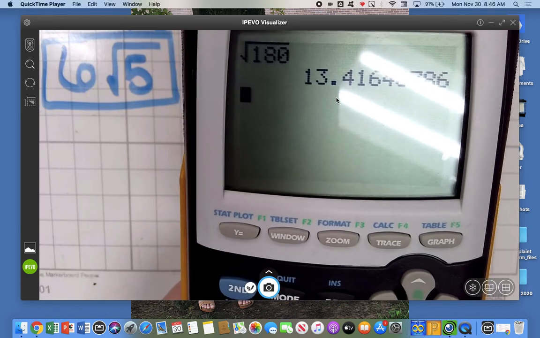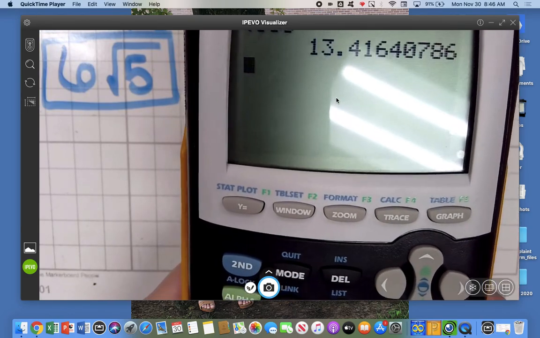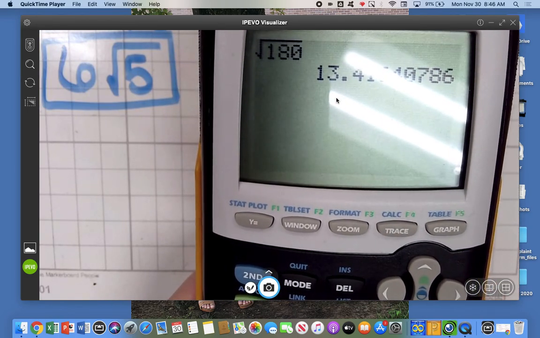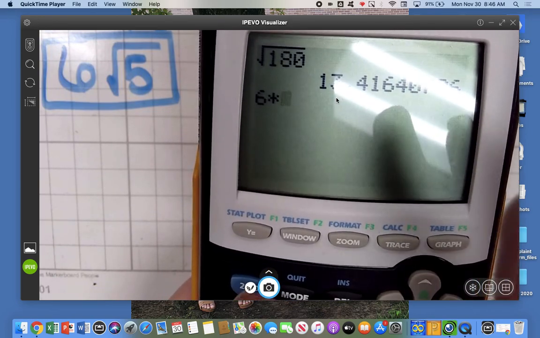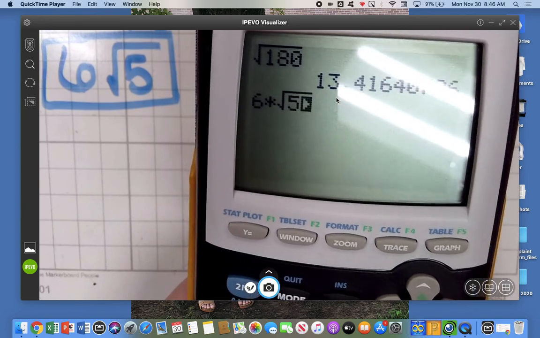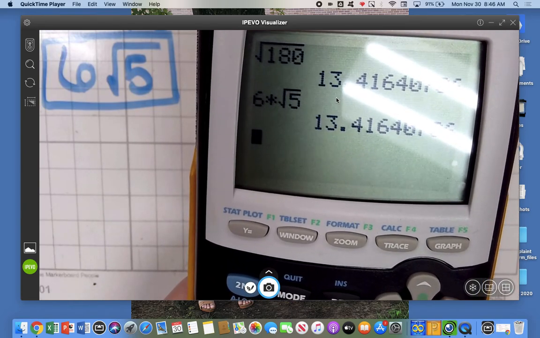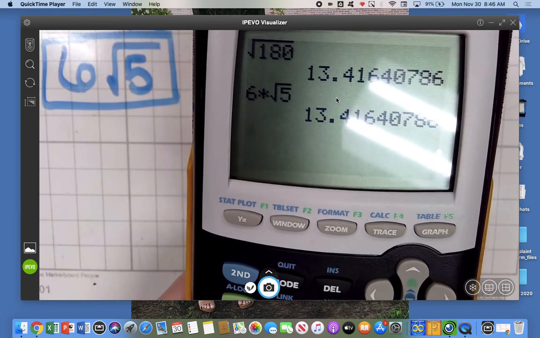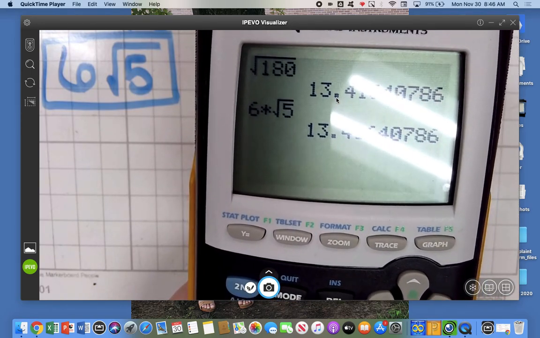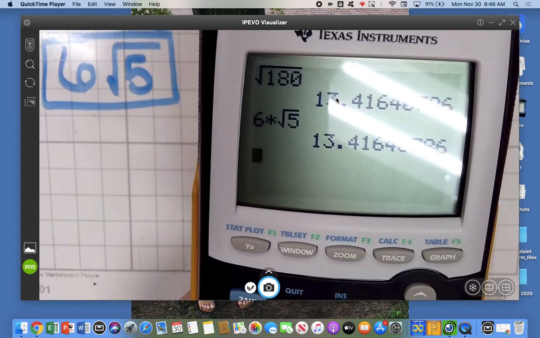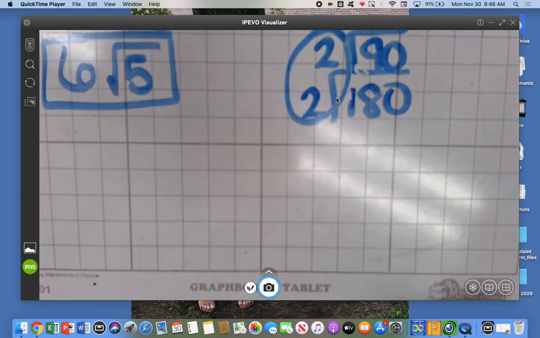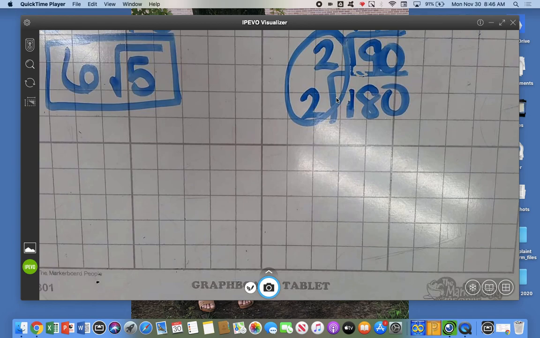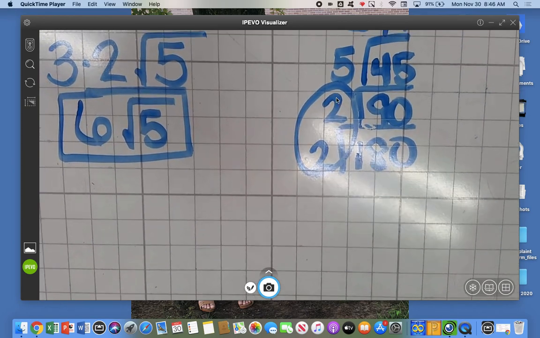Now, if you actually type in the simplified answer, you should get the same thing. We're not changing the value, we're just making it look different so we can do other things with it later on. So if I take 6 times the square root of 5, and actually you don't even have to put that times there, you see I get the same answer? So you can check yourself on your calculator. Take the beginning number that you started with and then compare the decimal to what you simplified it to. And as long as you simplified correctly, you should get the same answer.